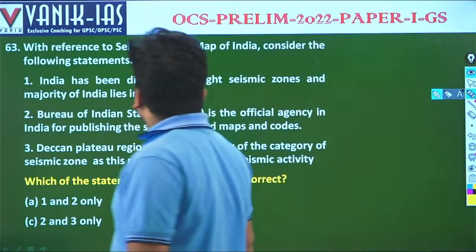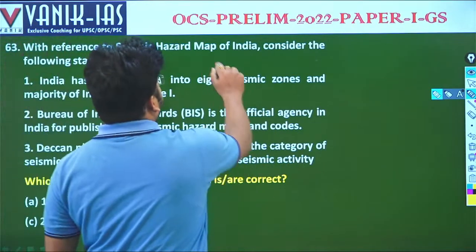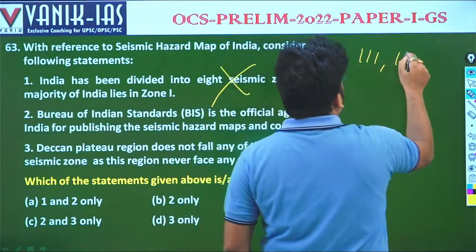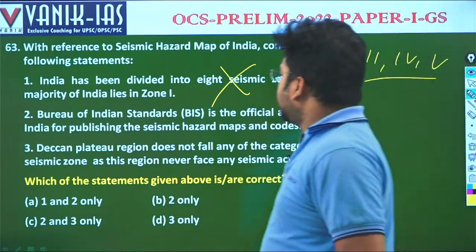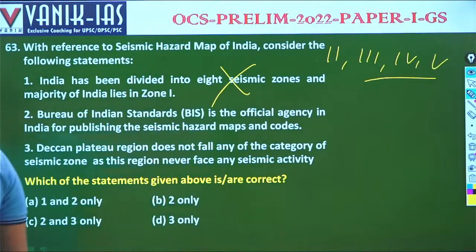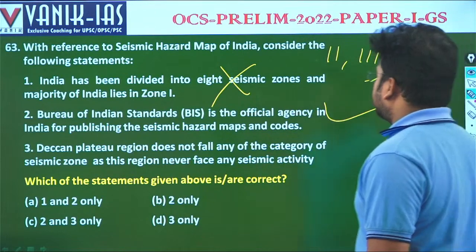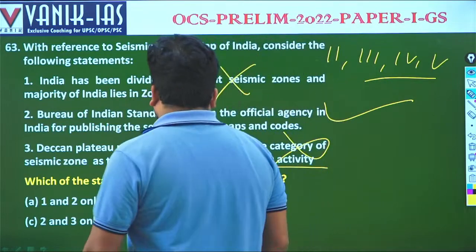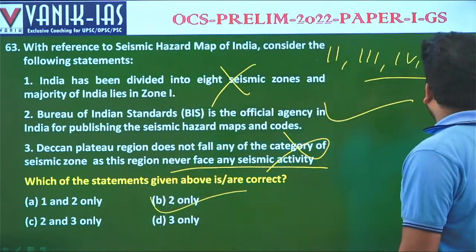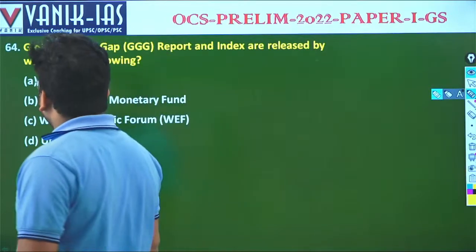With reference to the seismic hazard map of India, consider the following statements. India has been divided into 8 seismic zones. This is wrong. There are 4 seismic zones in total, that is 2, 3, 4, 5. The Bureau of Indian Standards (BIS) is the official agency for publishing seismic hazard maps and codes. This is right. The Deccan Plateau region doesn't fall in any category of seismic zone, and never faces any high seismic activity. So only statement two is the answer. When you see a word like never, the answer is usually wrong.